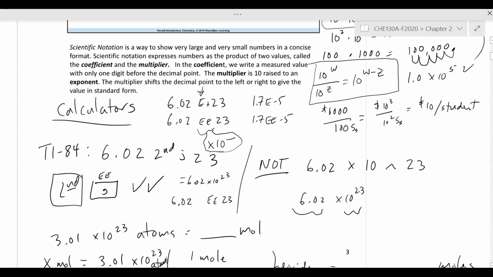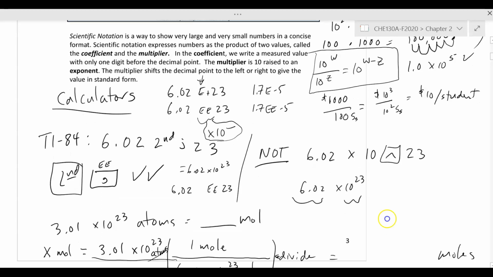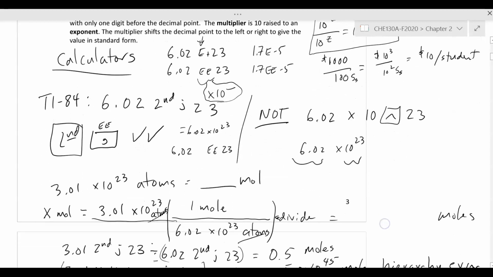If you instead use the caret, that's this term here, and you type the number in as 6.02 times 10 caret 23, that'll usually work, but there are times when you will come into trouble doing that, and so I'd encourage you not to do that one. We can use this sort of thing as an example here.